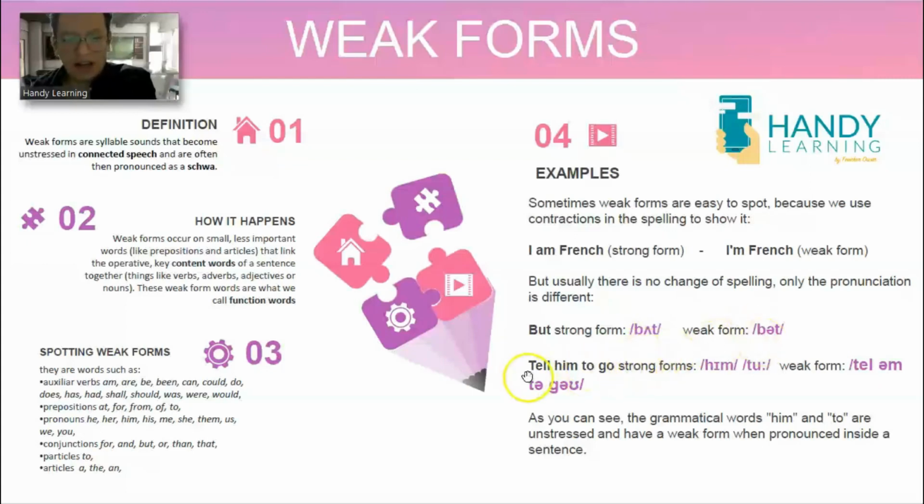All right, let's take a look at the next example. Tell him to go. Let me say it word by word. Tell him to go. Strong forms will be on "him" and "to". If I emphasize those two words, I will say, tell HIM TO go. And that will be a different meaning than if I said, tell him to go. Can you spot that when I'm saying the weak form, I'm not emphasizing him and I'm not emphasizing to? I'm emphasizing tell and go, the verbs. Tell him to go. So this is what creates the weak form.